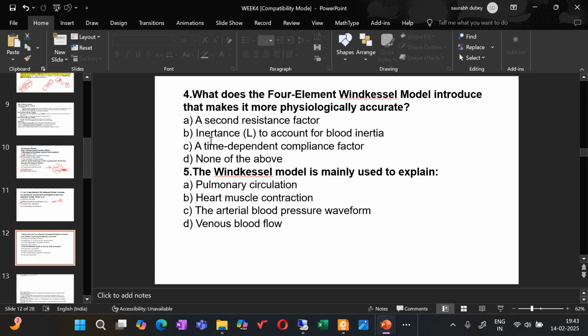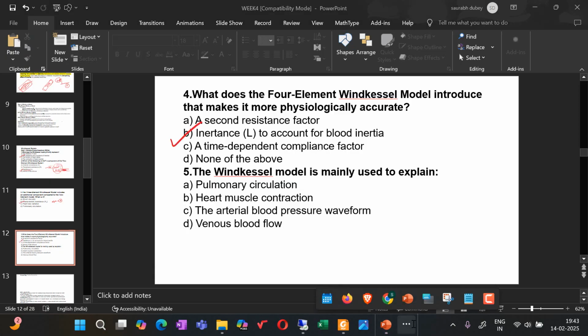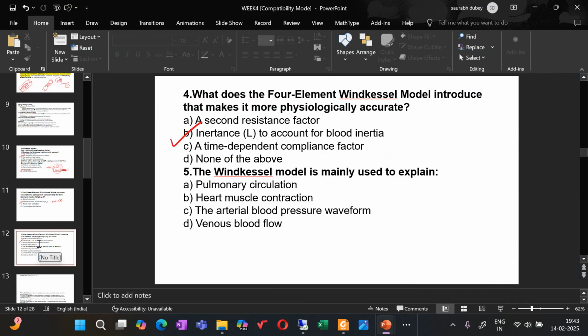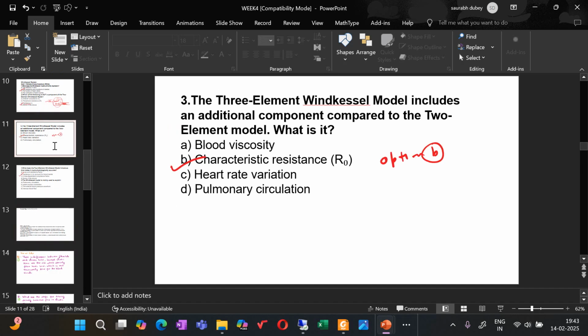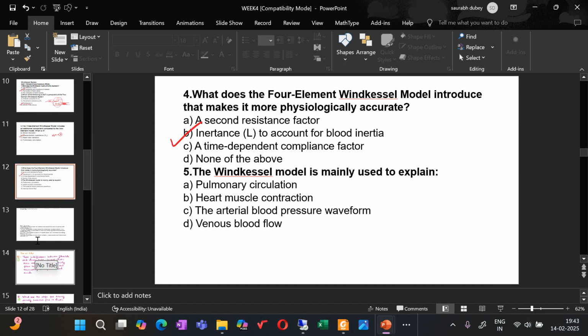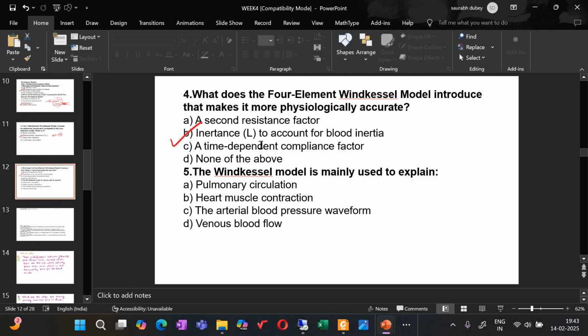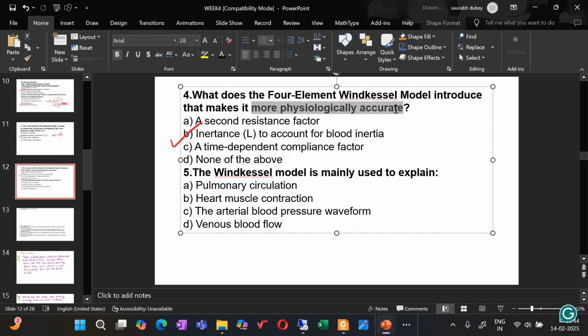Somebody said C, and the inertance L accounts for the blood inertia, so option B is the correct one. I think Vicky said B and another said C. So Vicky was right: option B is correct for this fourth question. And in this one, what do we mean by more physiologically accurate?